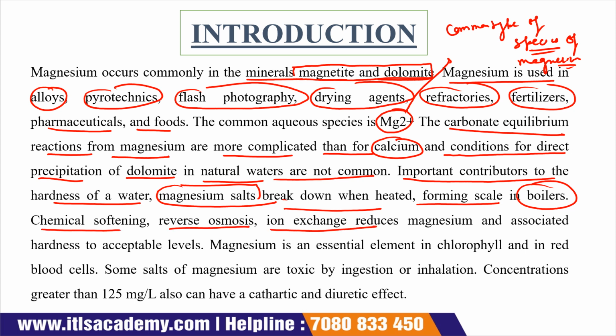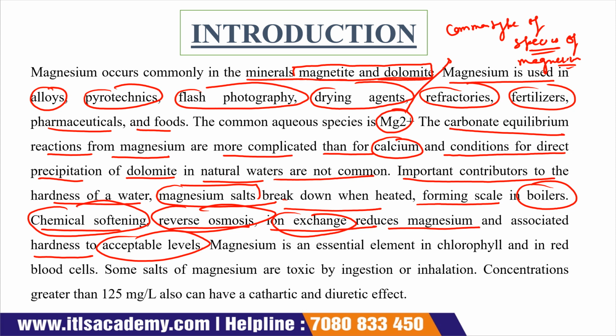Chemical softening, reverse osmosis, and ion exchange reduce the concentration of magnesium and bring the hardness to an acceptable level. Magnesium is also an essential element in chlorophyll and in red blood cells.